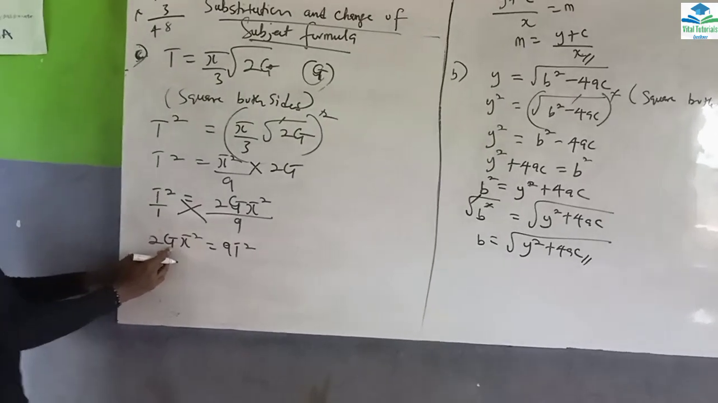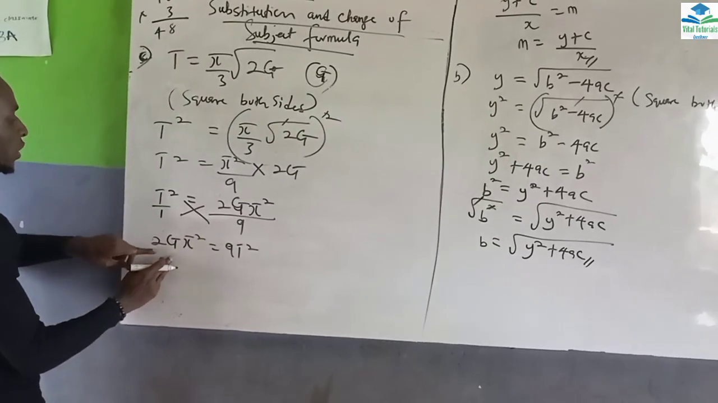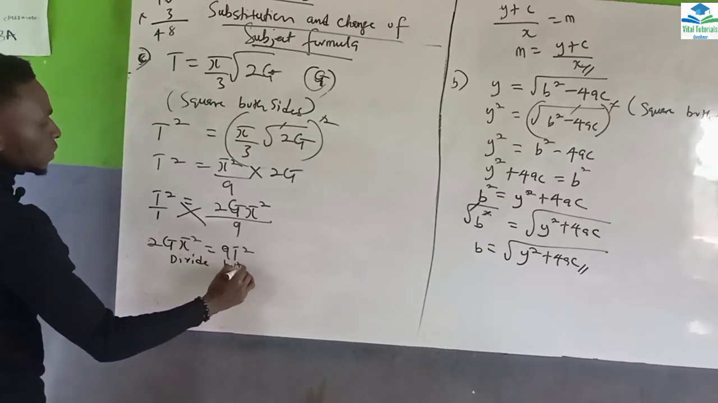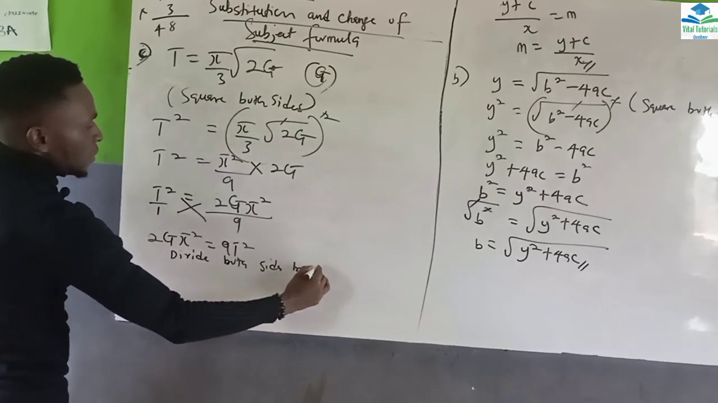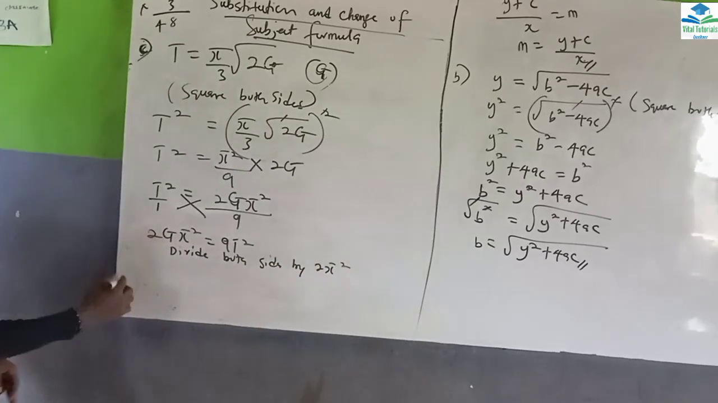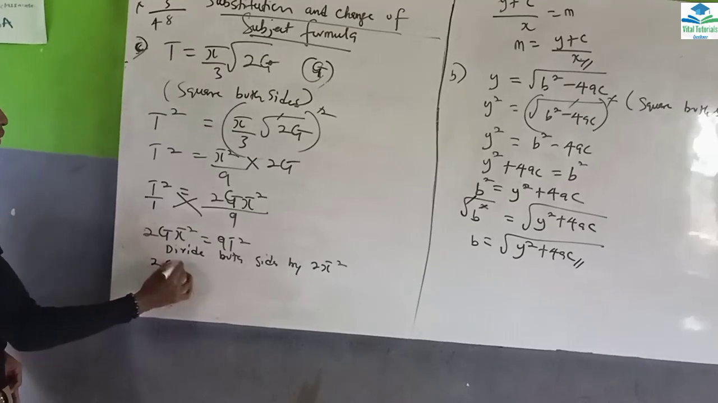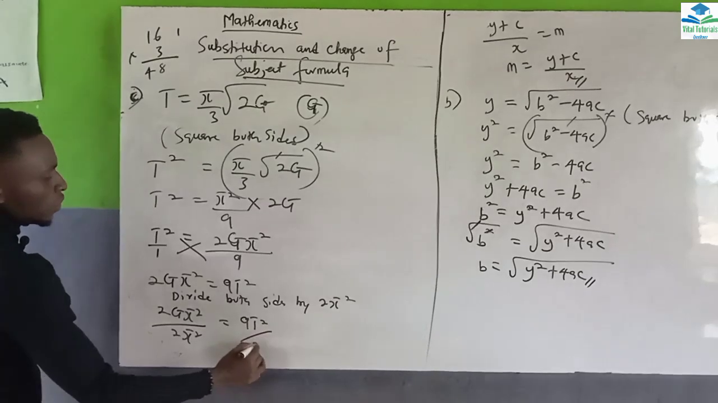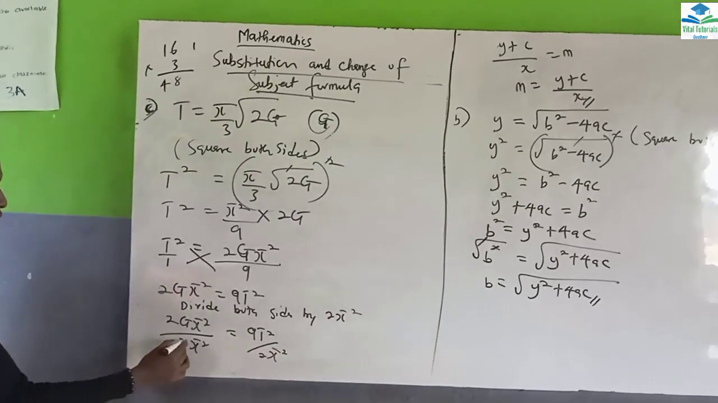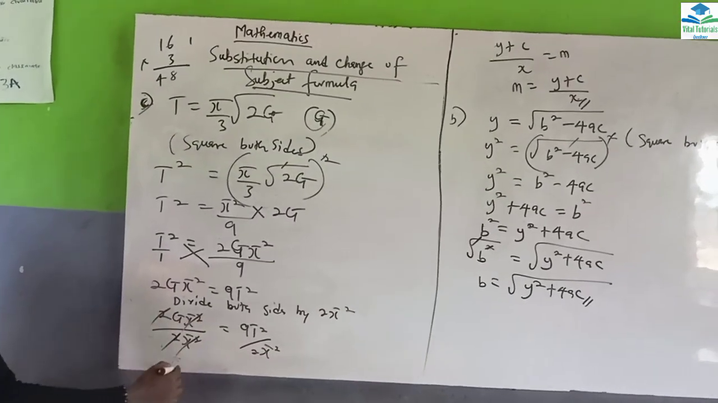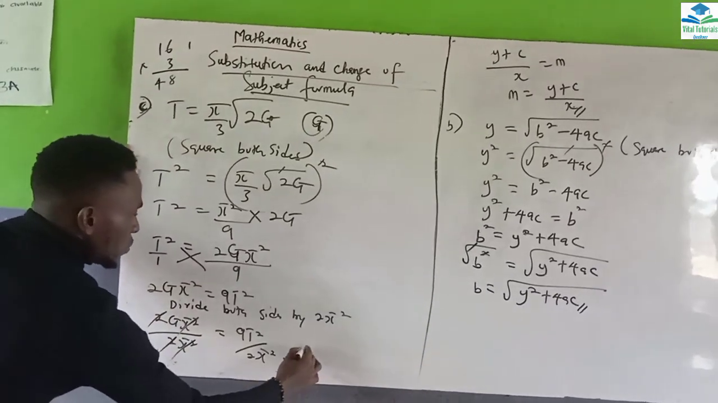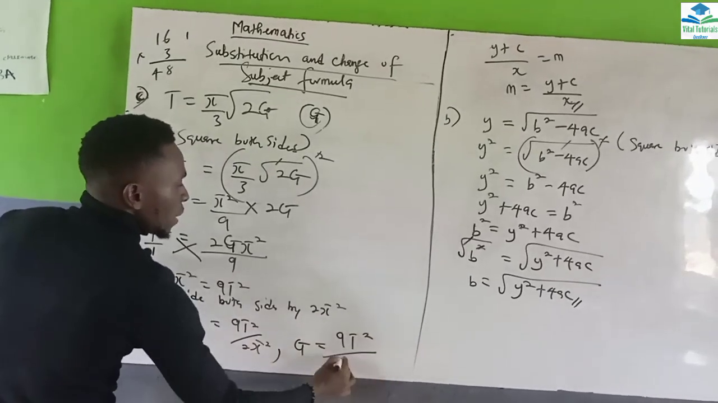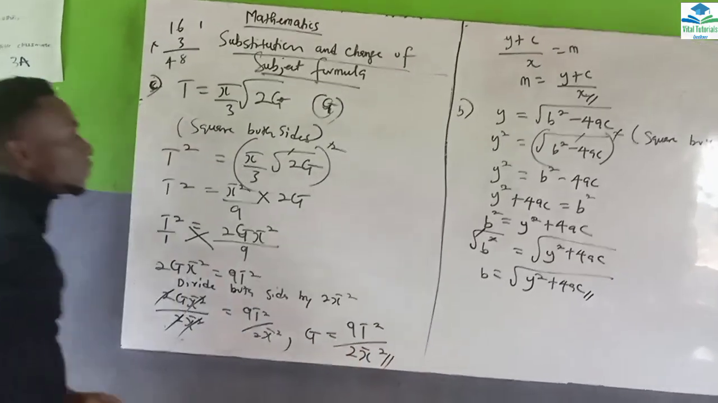Now for you to make g the subject of the formula, you have to pick all these things that are close to g, this 2 and this pi squared, and divide both sides. I say divide both sides by 2 pi squared. Why? So that g will be alone. That's 2g pi squared over 2 pi squared equals 9t squared over 2 pi squared. The 2 cancels 2, pi squared cancels pi squared. The final answer is going to be g equals 9t squared over 2 pi squared.